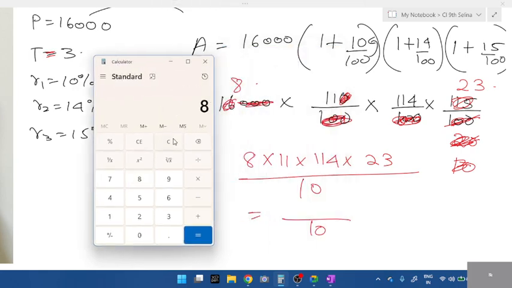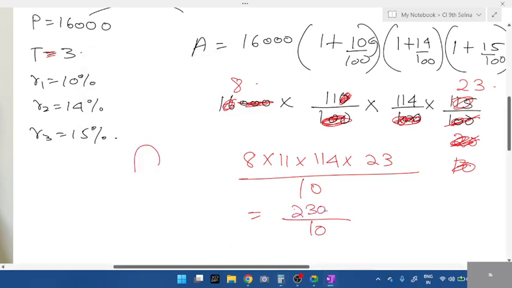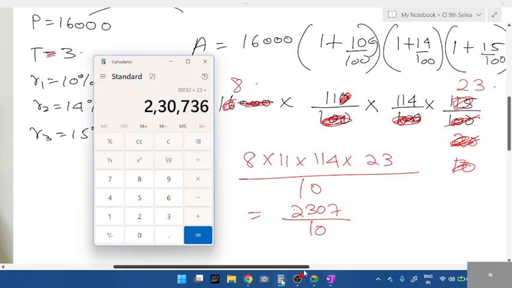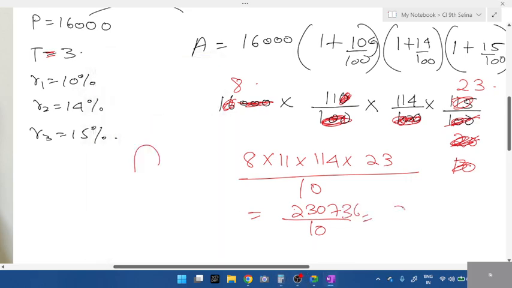Okay, let me calculate. 8 into 11 into 114 into 23. What are we getting, students? 2307.36. If you divide by 10, 23073.6. Yes, 23,000. Is this the answer?